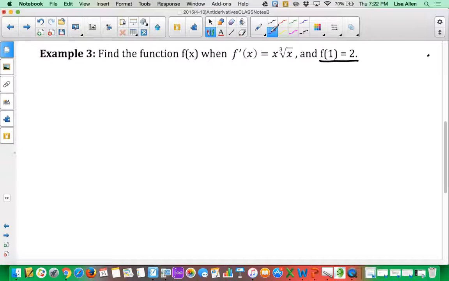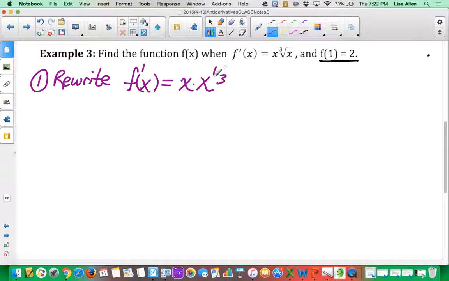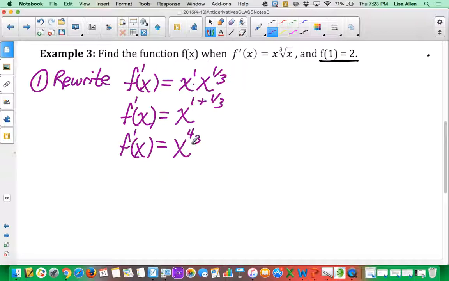So here we go. The first step I'm going to take, though, is I'm going to do a rewrite step on f prime of x. F prime of x, then, I'm going to rewrite as x times x to the 1/3. And you see that we have the same base. When you multiply powers with the same base, you can, of course, add their exponents. So we have f prime of x is equal to x to the 1 plus 1/3, which would give us f prime of x equal to x to the 4/3 power.